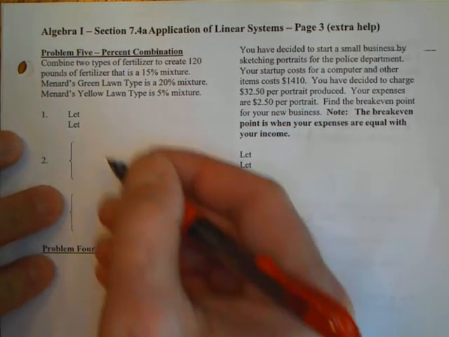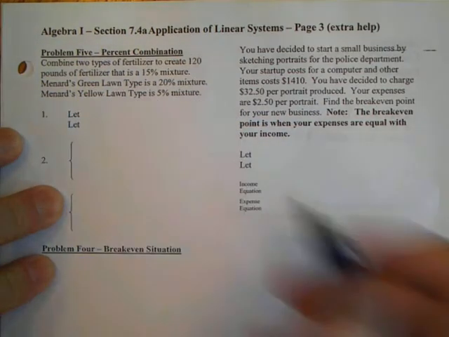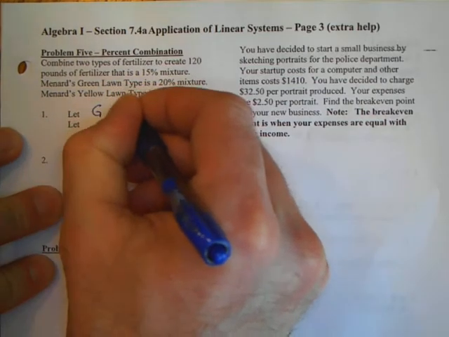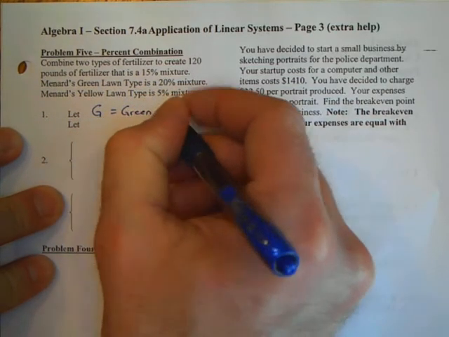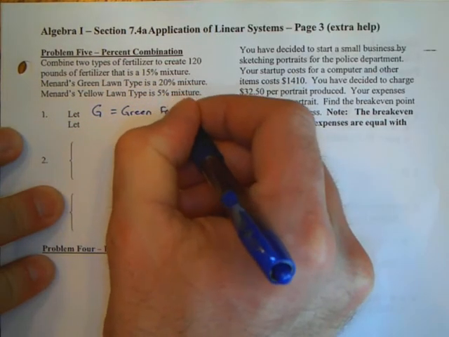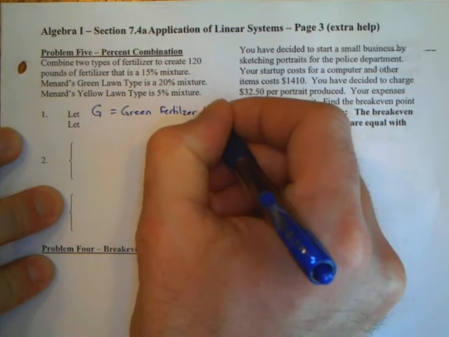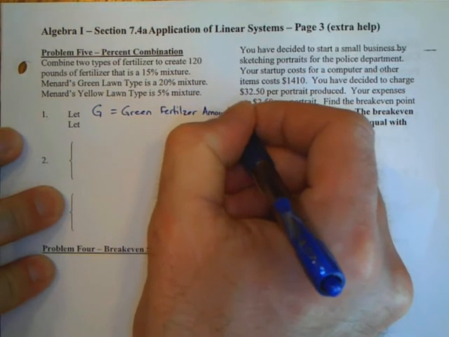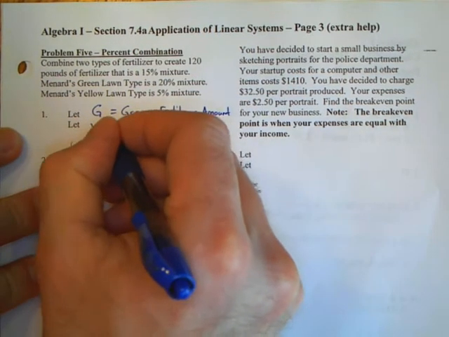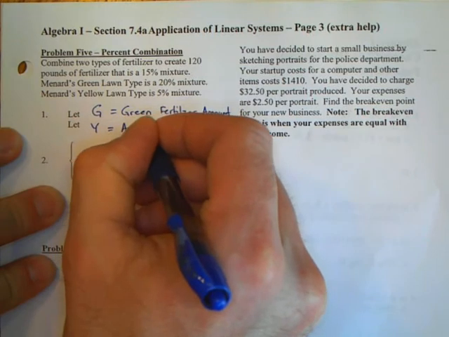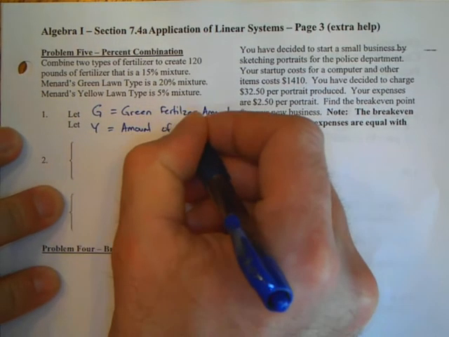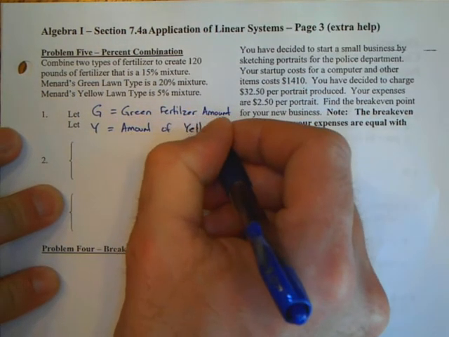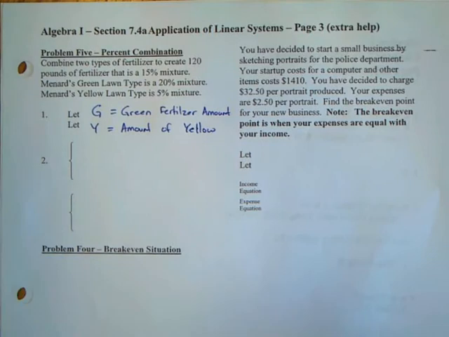So we're going to pick some interesting variables here, as you can probably guess. We're going to put G for green fertilizer amount. Remember, this is an amount idea. And Y equals the amount of yellow fertilizer. Always pick variables that apply to your problem.